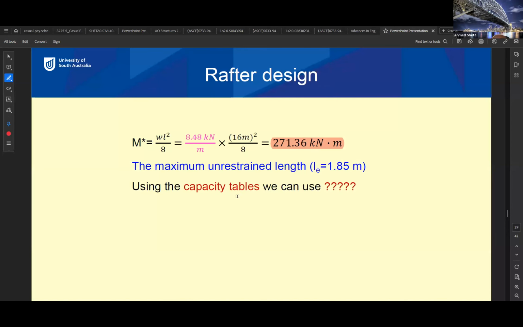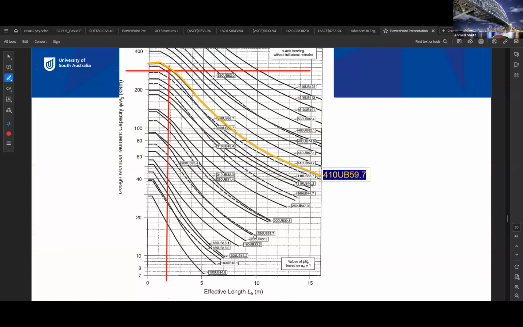So what you need to do to design a rafter, you need to use this chart. What is this chart? This is the design capacity table for universal beams, for UB sections. What does UB section stand for? Universal beam. So if you look at this chart, what is on the y-axis, what is on the x-axis, and what do we get?